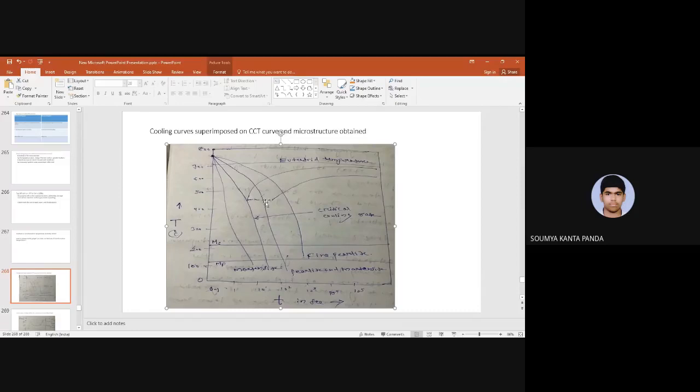When it touches the martensitic start temperature, that austenite transforms to martensite. Swami, excellent. Yeah, I am really happy with your answer. That is the answer only.